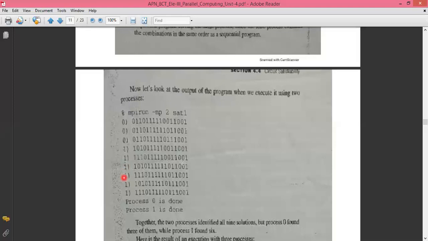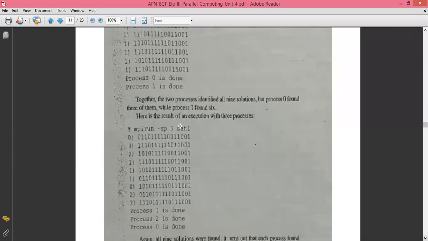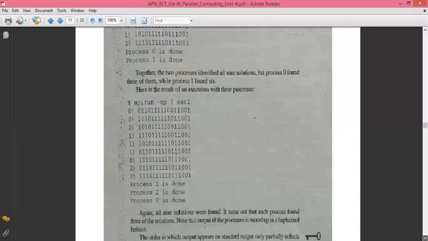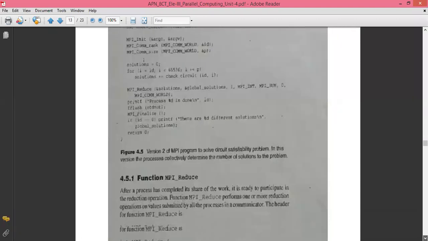Okay, and we have discussed initially that each and every process is being identified by its ID, which is unique in nature. That means no two processes have the same ID, right? So this is what we have gone through. Again, you can increase the number of processes as per your choice and you get different sorts of results. So this is what is called the circuit satisfiability test, which we discussed in the last class.